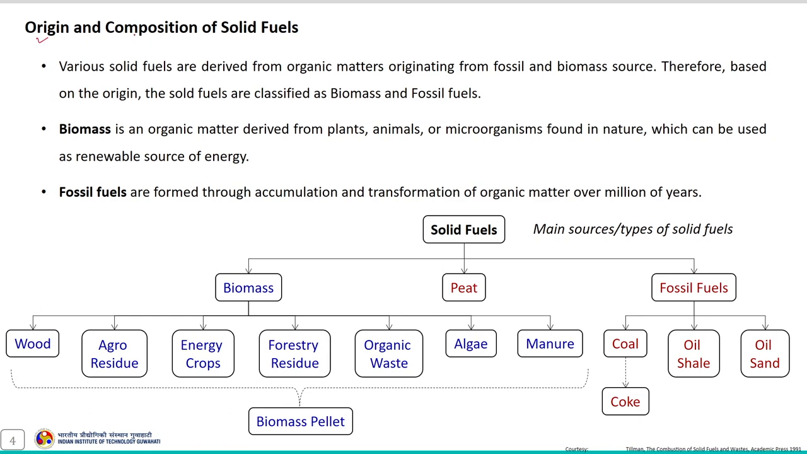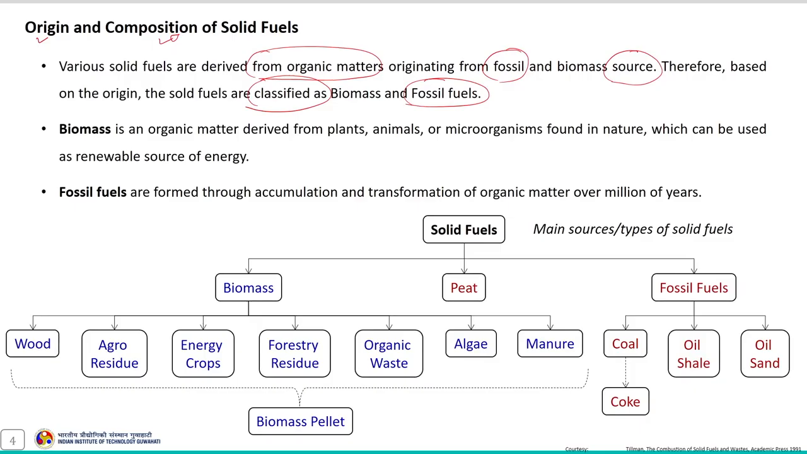So now let us discuss the origin and the composition of these solid fuels. These solid fuels are derived from the organic matter originating from fossil source and biomass source, and therefore based on the origin, the solid fuels are classified as biomass and fossil fuels, that means biomass based fuels and fossil based fuels. And here, biomass is the organic matter derived from plant, animal or microorganism, and which can be used as a renewable source of energy, while fossil fuels are formed through accumulation and transformation of the organic material over millions of years. And this chart provides the information about the various types of the solid fuels, that is biomass based solid fuel, peat, and fossil fuel based solid fuels.